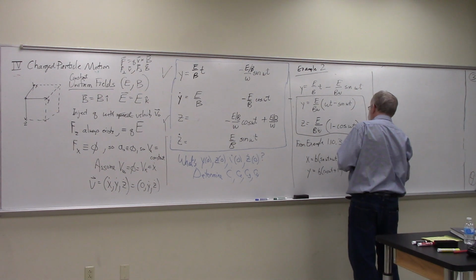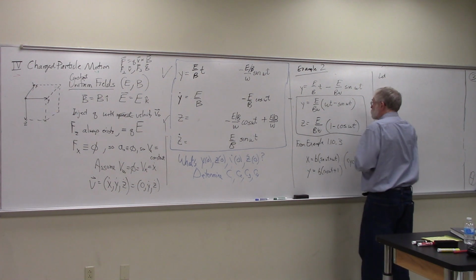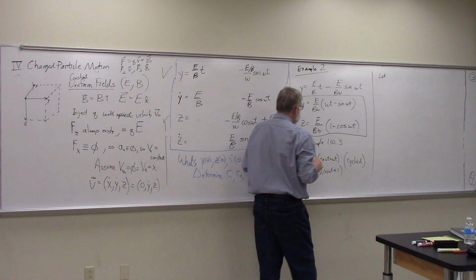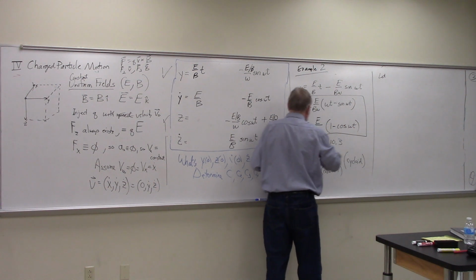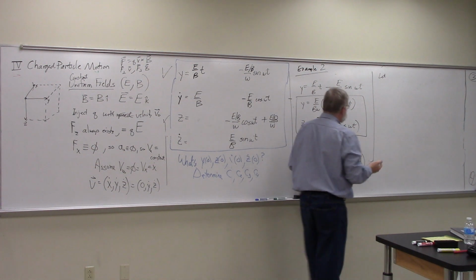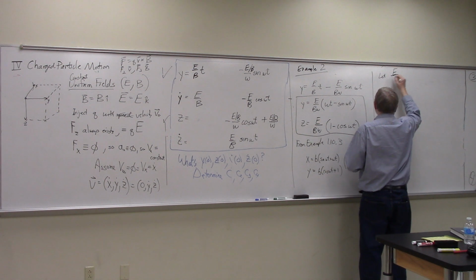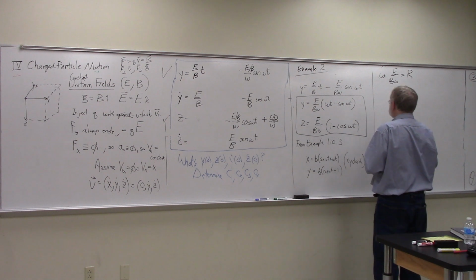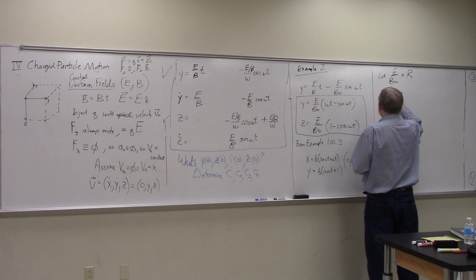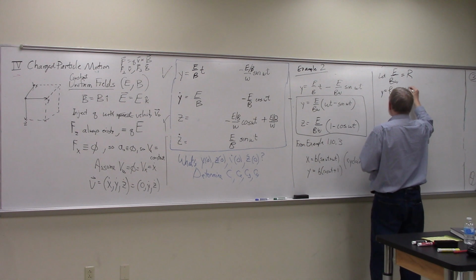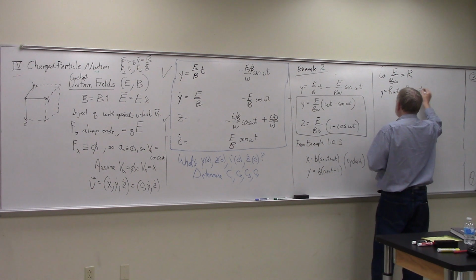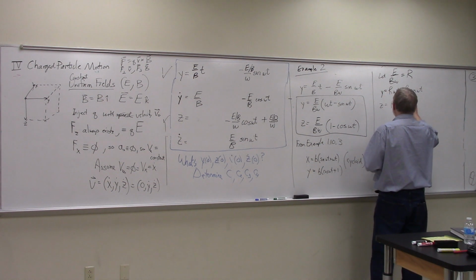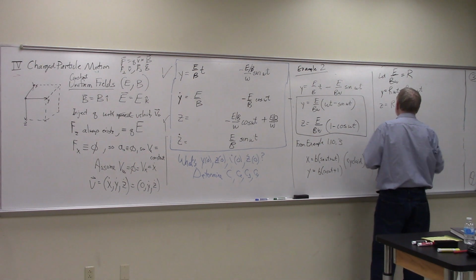I'm going to do an algebra trick. Well, first of all, what units does E over B omega have to have? Well, this is unitless, that's unitless, this is Z. E over B omega has to be some sort of a length or a distance. Since I know the answer, I'm going to call it capital R, which makes you think movies. So Y equals R omega t minus R sine omega t. Z equals R minus R cosine omega t.